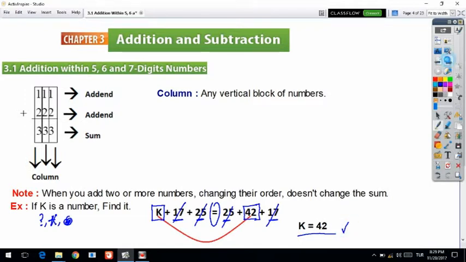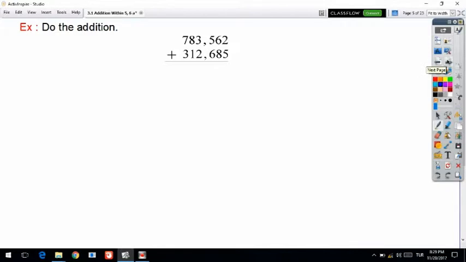Now let's talk about another page. Do the addition. As you see, we have ones, tens, hundreds, thousands, 10,000 and 100,000 digits. So I mean we have 1, 2, 3, 4, 5, 6 digits to add. Okay, easy. We have learned how to add numbers with 3 or 4 digits. There is no special rule to add numbers with more digits.